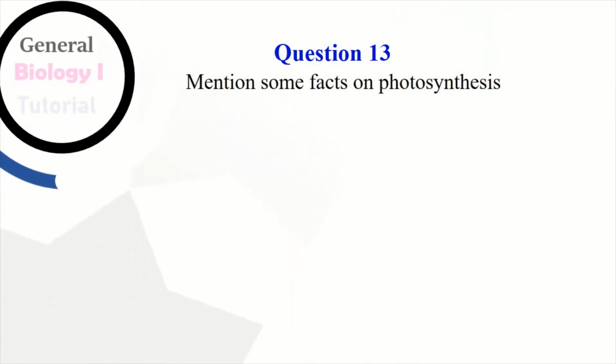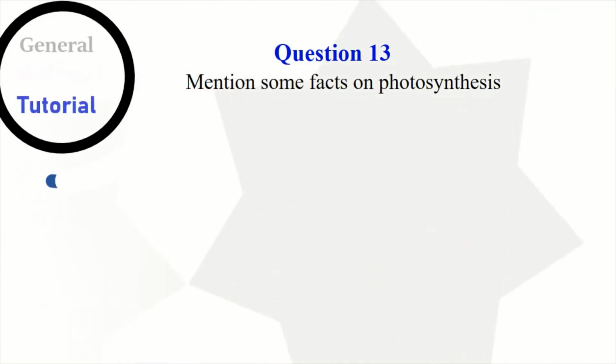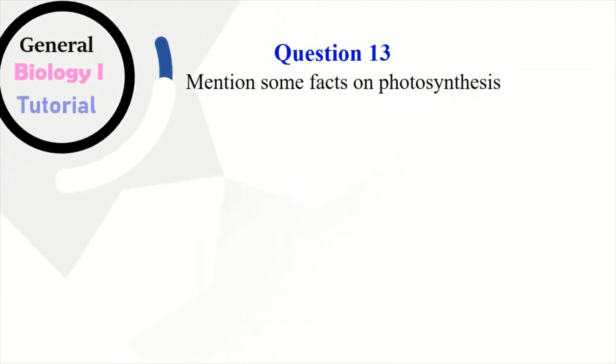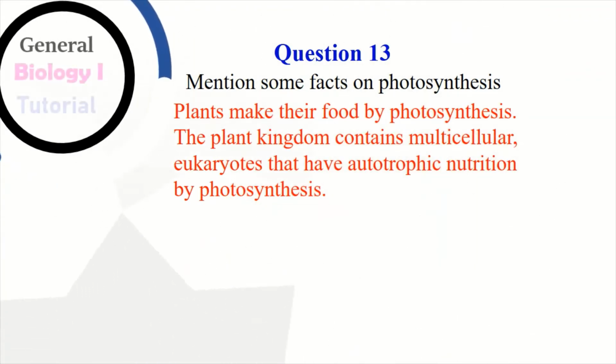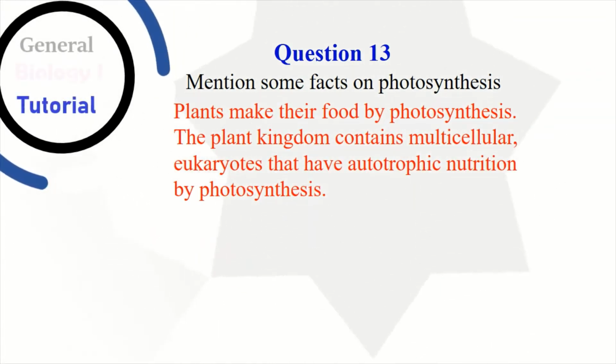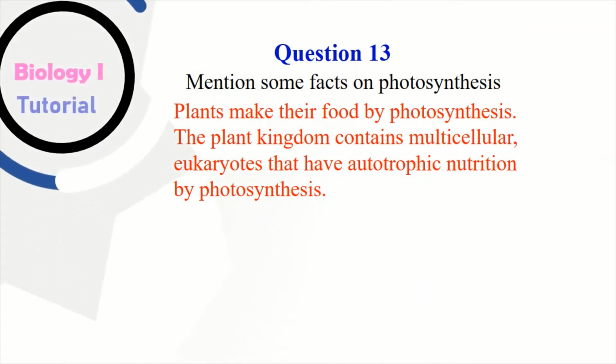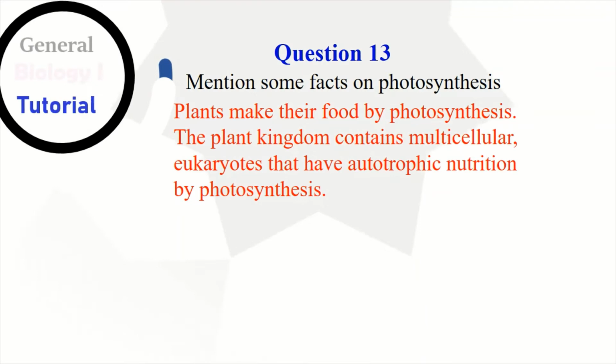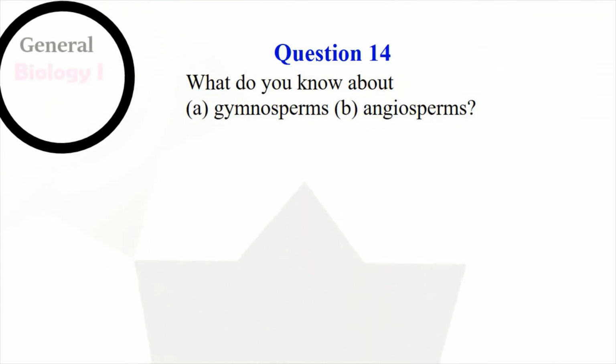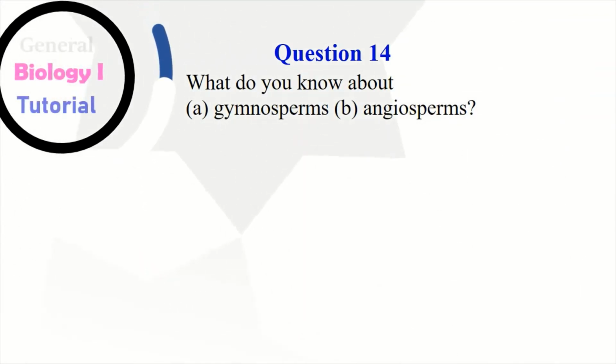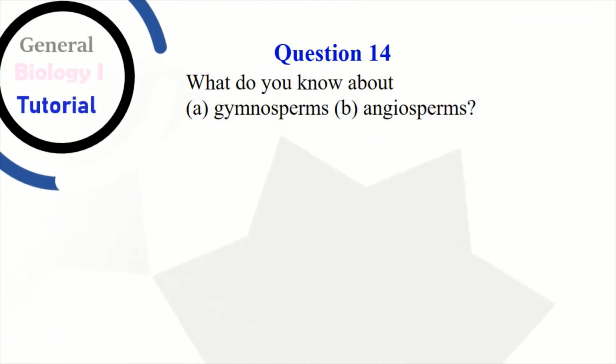Question 13. Mention some facts on photosynthesis. Plants make their food by photosynthesis. The plant kingdom contains multicellular eukaryotes that have autotrophic nutrition by photosynthesis. Question 14. What do you know about A. Gymnosperms, B. Angiosperms?